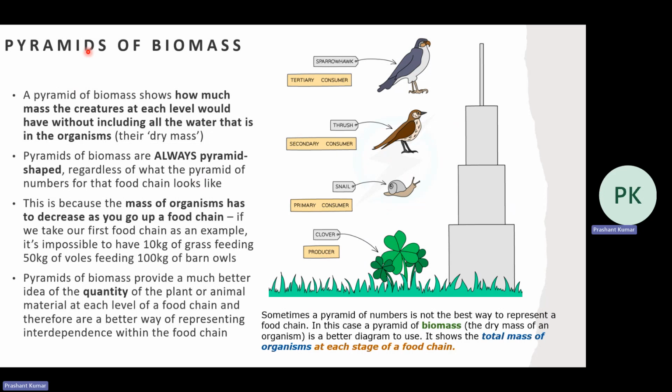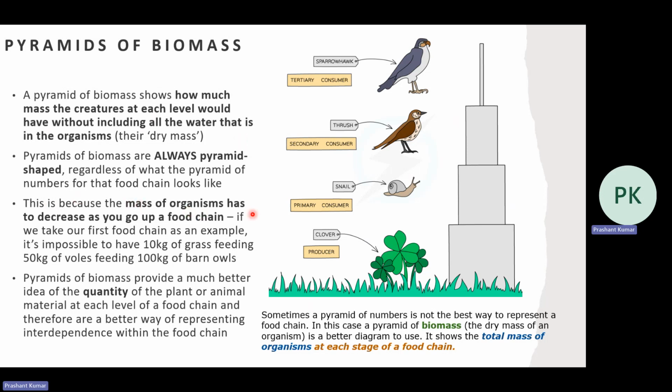Okay, let's talk about pyramid of biomass. A pyramid of biomass shows how much mass the creatures at each level would have without including all the water, that is, we call it dry mass. So pyramids of biomass are always pyramid shaped, because it keeps on decreasing as you go up, regardless of what the pyramid of number for the food chain looks like. So we don't have to focus on that part. But pyramid of biomass is always pyramid shaped.